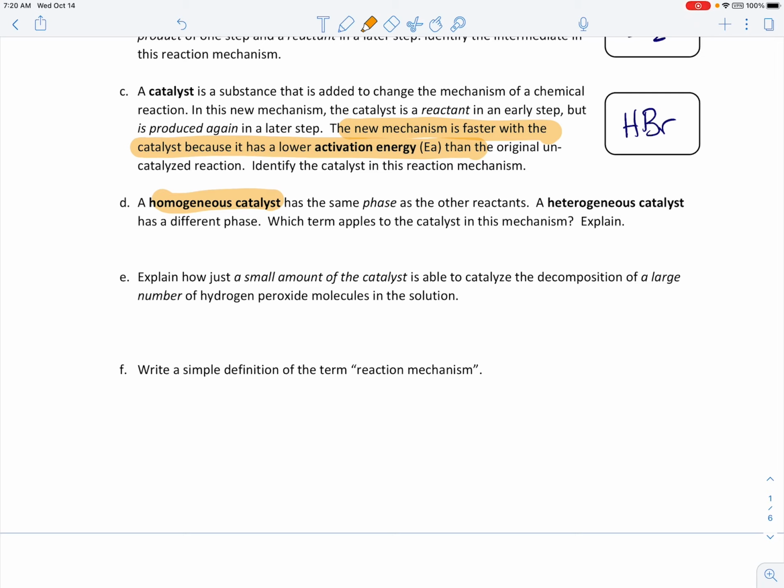Heterogeneous catalysts are very common when the reactants are gaseous. If you have gaseous reactants, it's common to see a solid catalyst, and so those catalysts are heterogeneous.